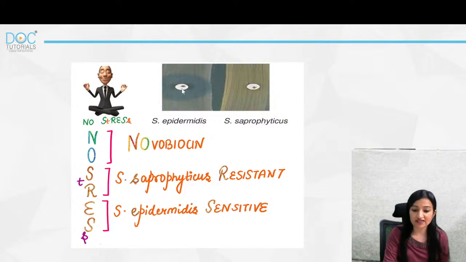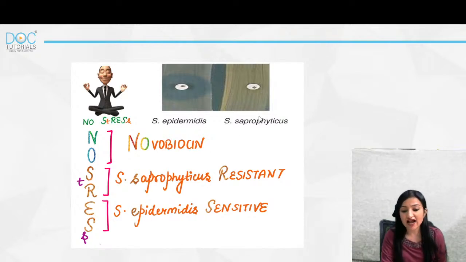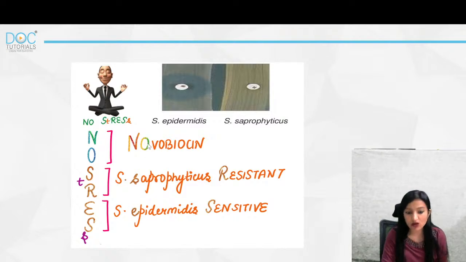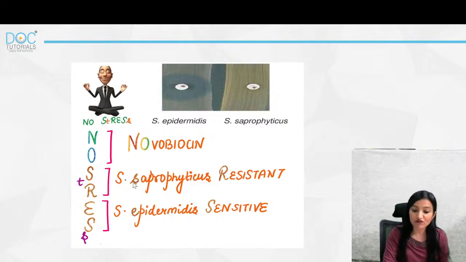It is the novobiocin disc, and over here, staph epidermidis is unable to grow in the vicinity around the disc. So what is our conclusion? Epidermidis is sensitive. On the other hand, saprophyticus is fearless. It can go right up to the novobiocin disc. How to remember this? Remember, no stress. NO should remind you of novobiocin. Then stress: remember, saprophyticus is resistant and epidermidis is sensitive.